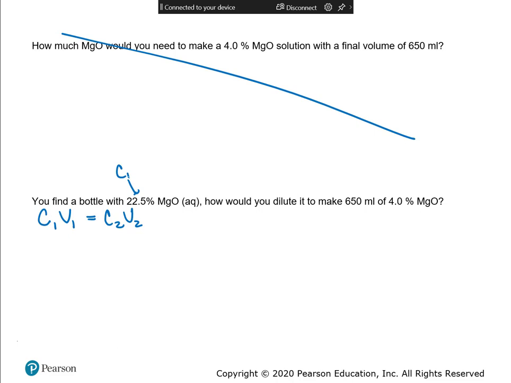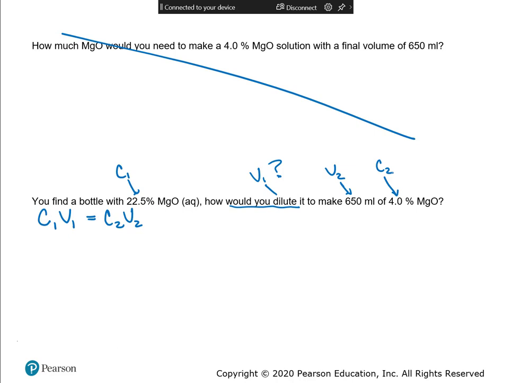Okay? You want to make, how would you dilute? So what is that? What don't I know? I want to know V1. V1, I don't know. I want to know how much of that do I need. So I want to know what V1 is in order to make 650 mils. So what's that? I want to make 650 mils. That's V2 of 4%. So that would be C2. Okay, so in each case, identify the ones you know and figure out the one I don't know.